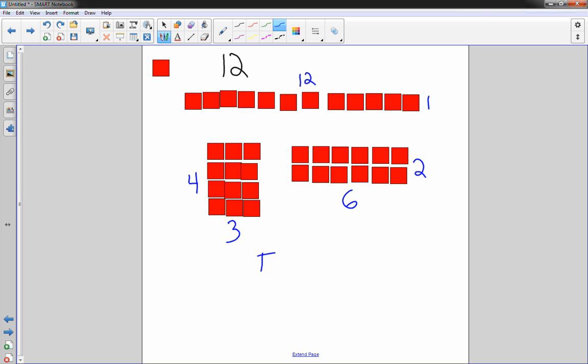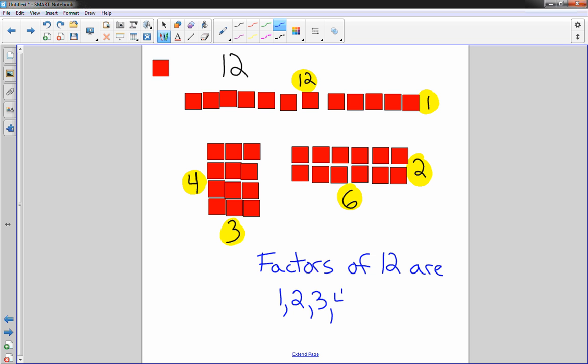So the factors of 12 are, you ready for this? See if I can get my highlighter to work. Factors are 1, 2, 3, 4, 6, and itself, the number 12. I'm just going to put them in order: 1, 2, 3, 4, 6, and 12.